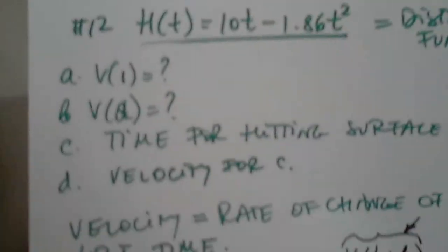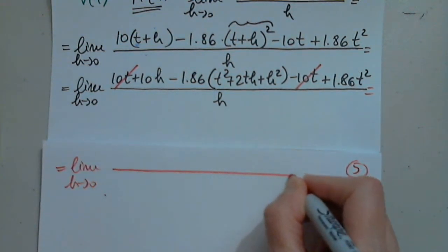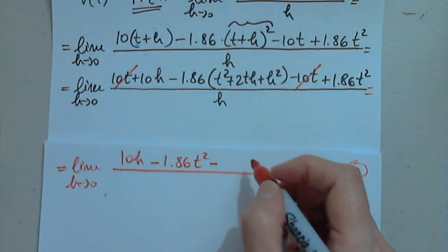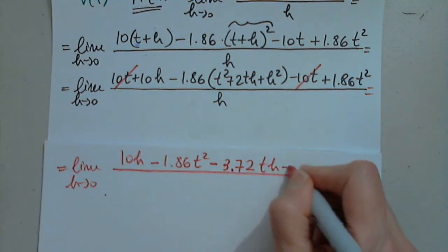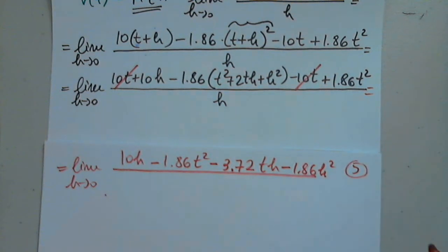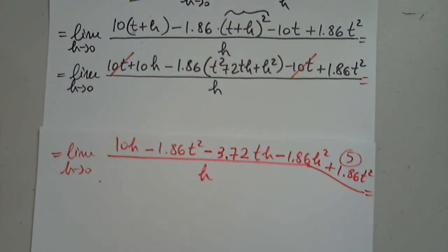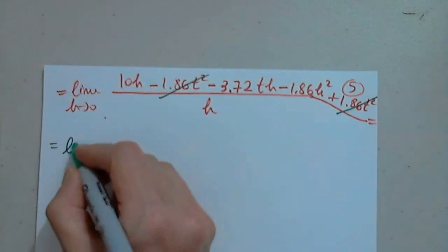I continue. I have no room here. Limit as h approaches 0. 10h. I distribute carefully. Minus 1.86 t squared minus 3.72 th minus 1.86 h squared, and as expected, I ran out of room. There is no surprise there. Okay, what has to happen? All terms without h must go away. Yes, and they do. Goodbye. So now it has h, it has h, it has h. What is the next step? Factor out the h. Yes, thank you very much.